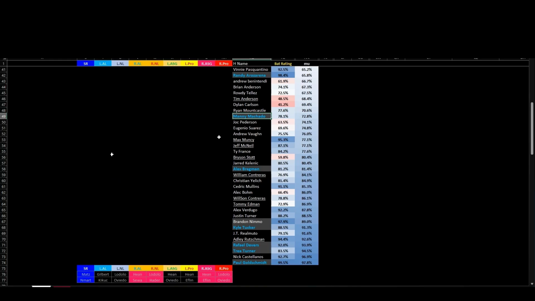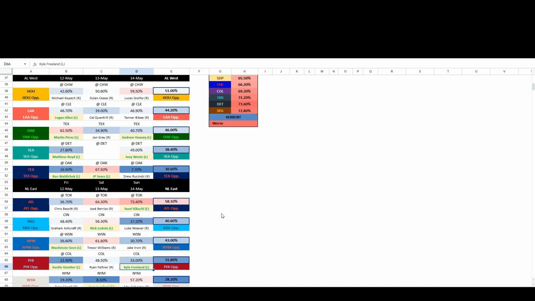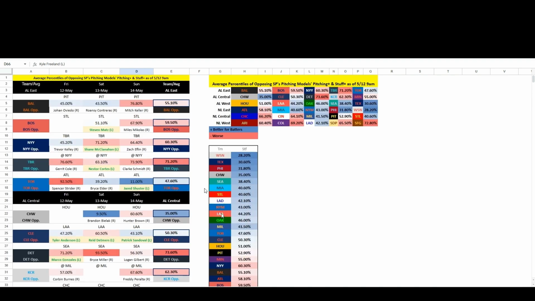So going back to our lineup page, what I did was I put in Trey Turner's name, did all the calculations, and here he is, unsurprisingly, one of the top ones. And then here's Realmuto and Bohm as well. Then back to our pitcher matchup grid.